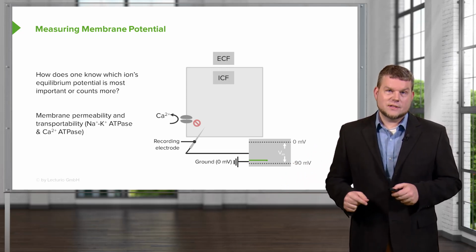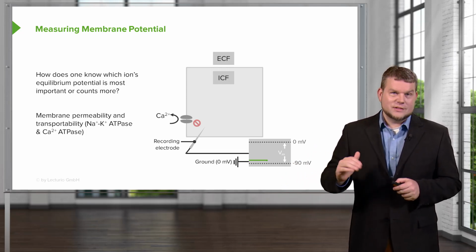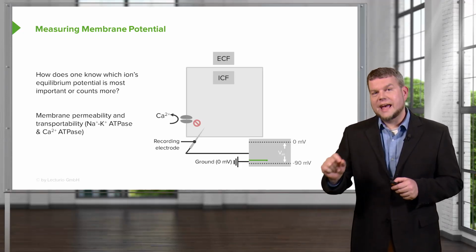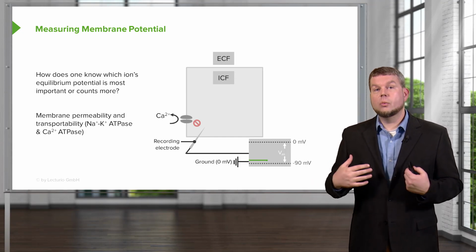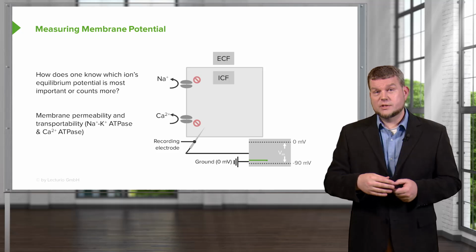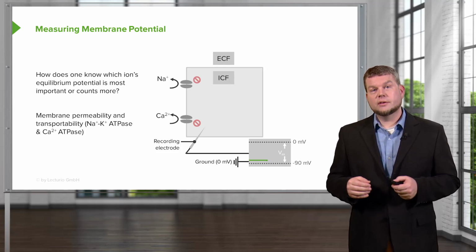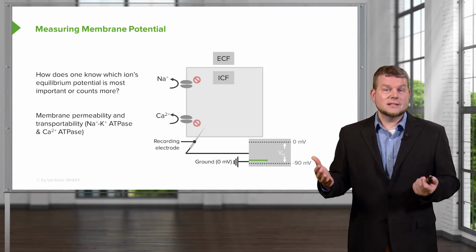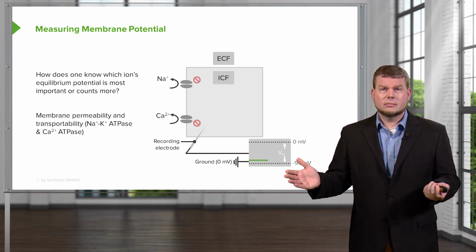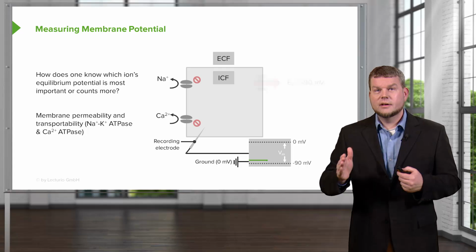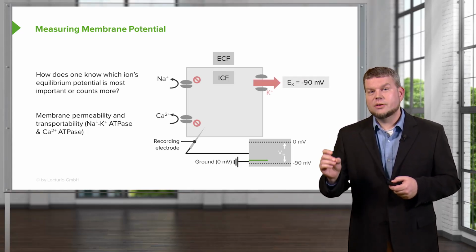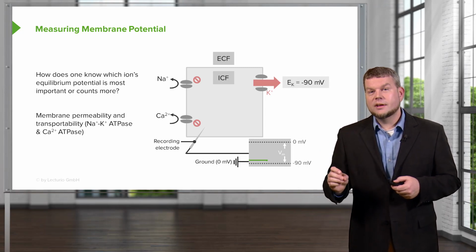So let's look at calcium. At rest, calcium channels are closed. Therefore, we don't actualize that potential of +120. Sodium channels are also closed at rest. Therefore, that +61 is a non-factor. What is a factor? Potassium. Potassium channels are open at rest.